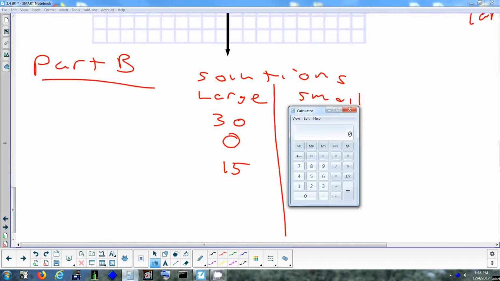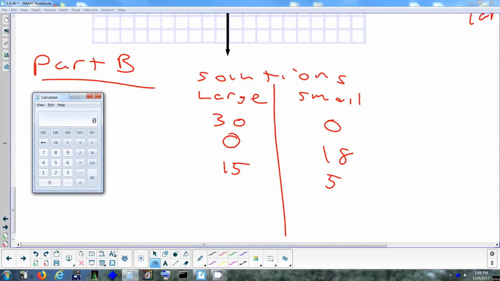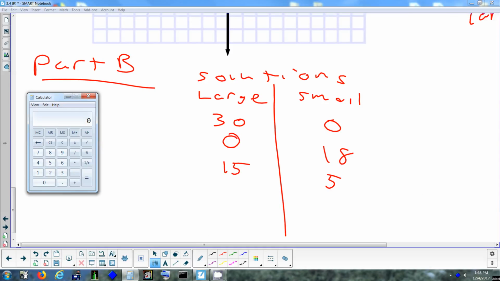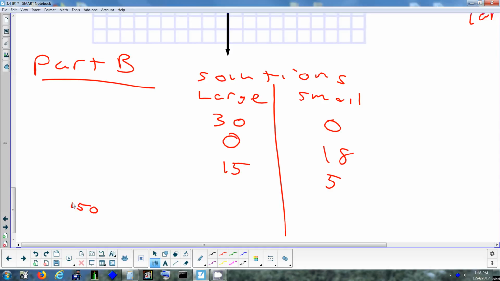To check it, how many people fit at a large table? 10 people. So if we had 15 large tables and 10 people at each table, how many would that fit? 150. Now, how many people fit at a small table? 6. 5 tables of 6 people is how many?